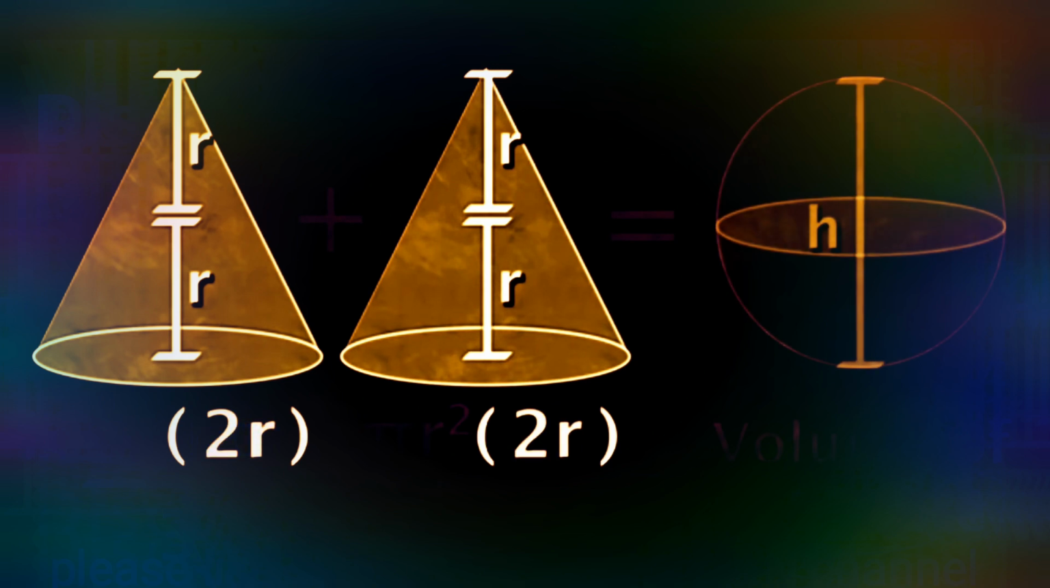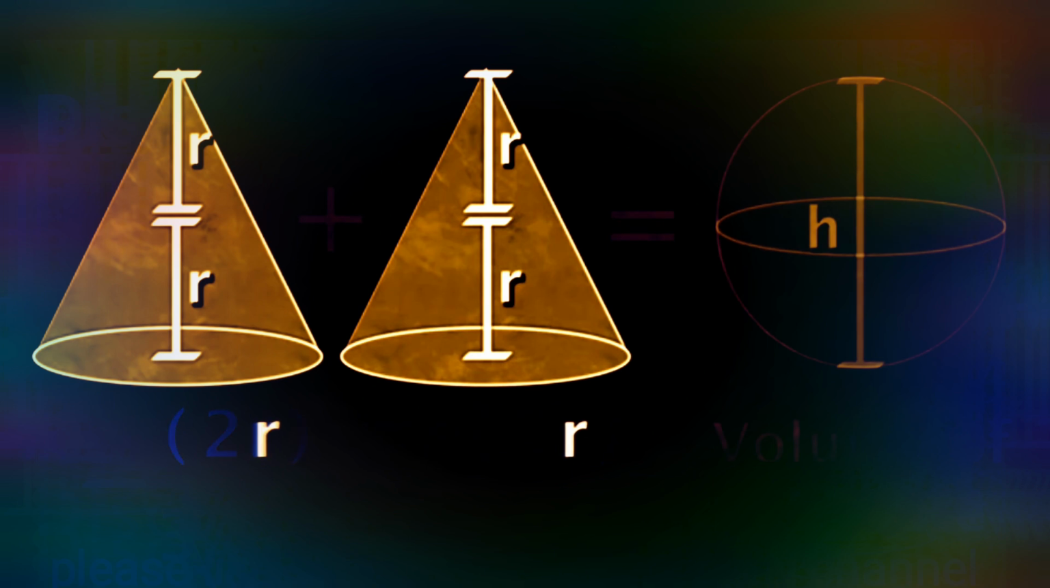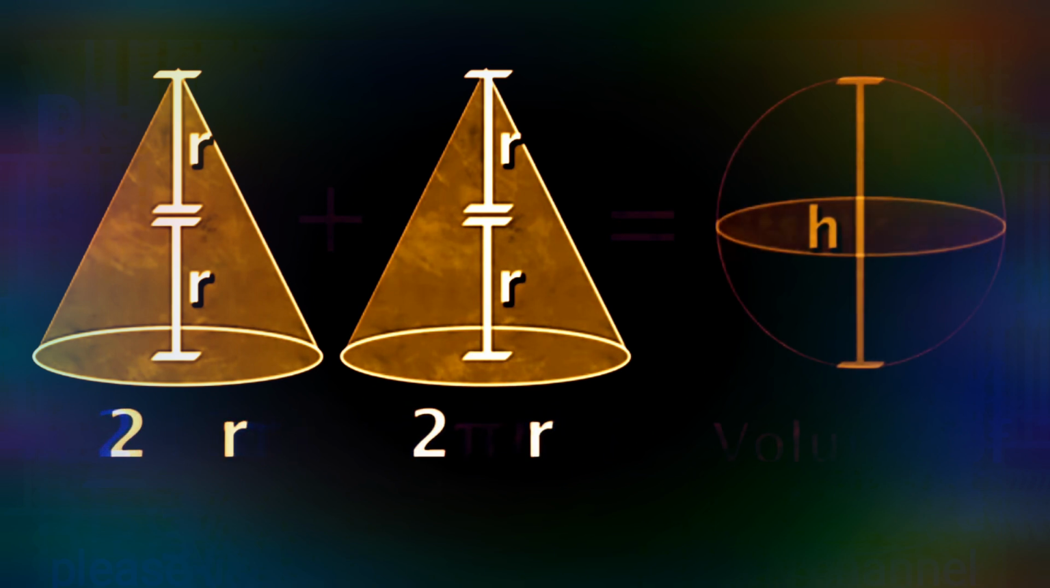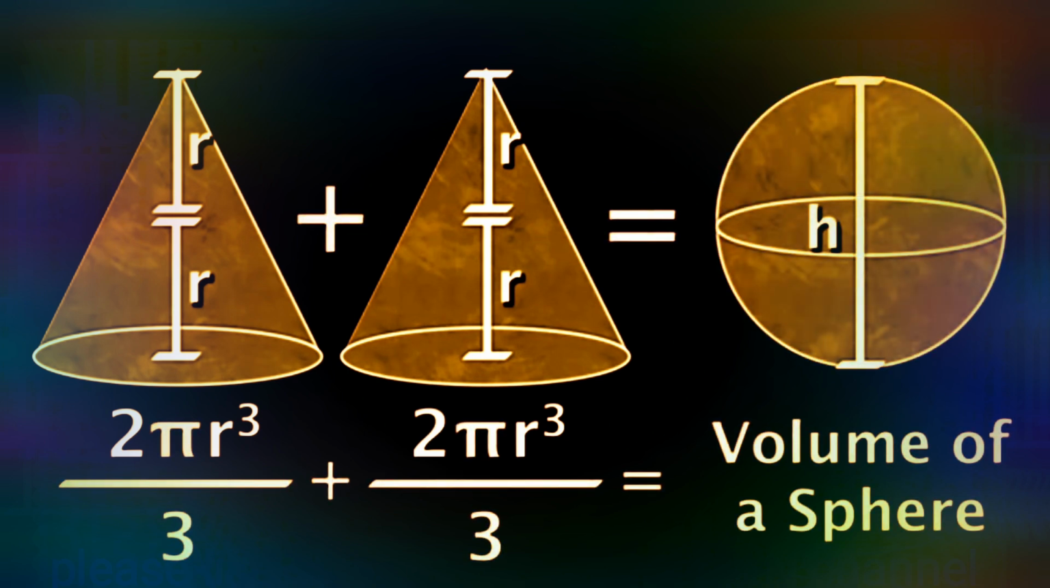Now we already wrote that the volume of a cone is equal to πr²h by 3. The h is converted into 2r, then πr² into r into 2r, then 2πr³ by 3. Now we sum it.